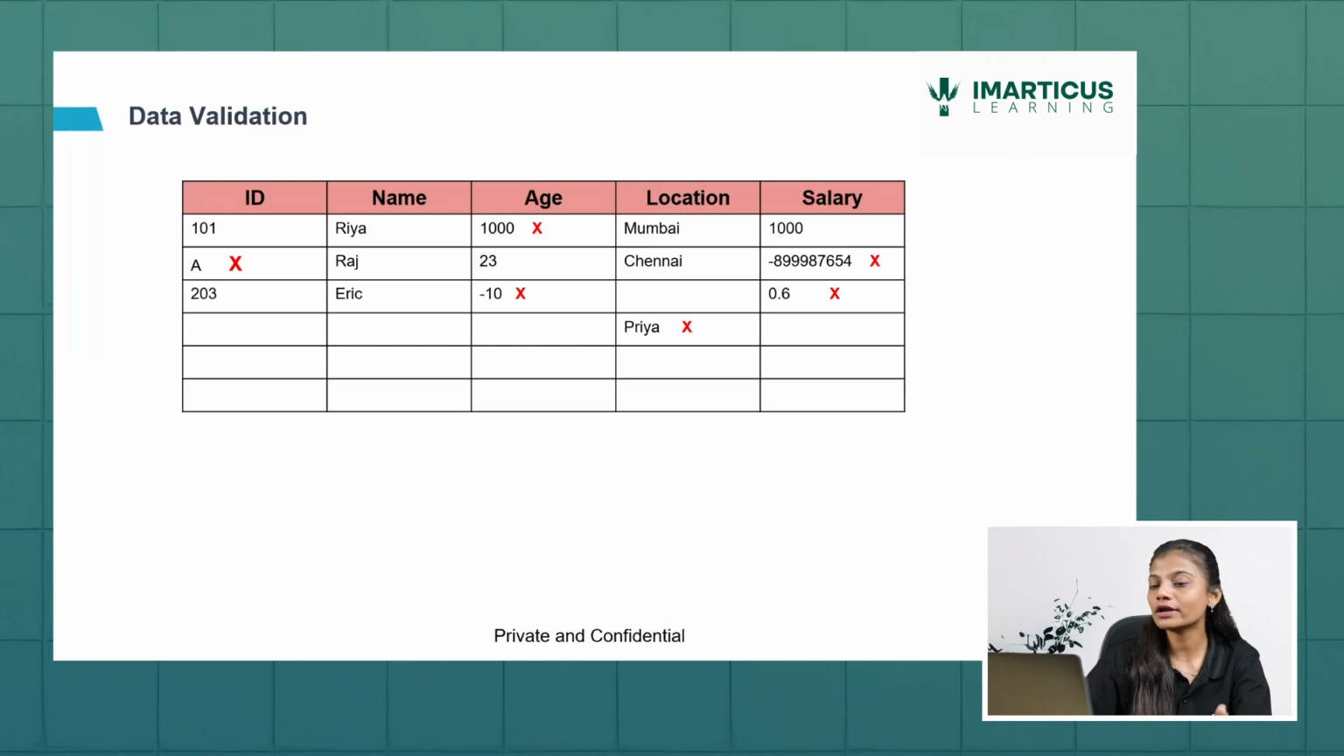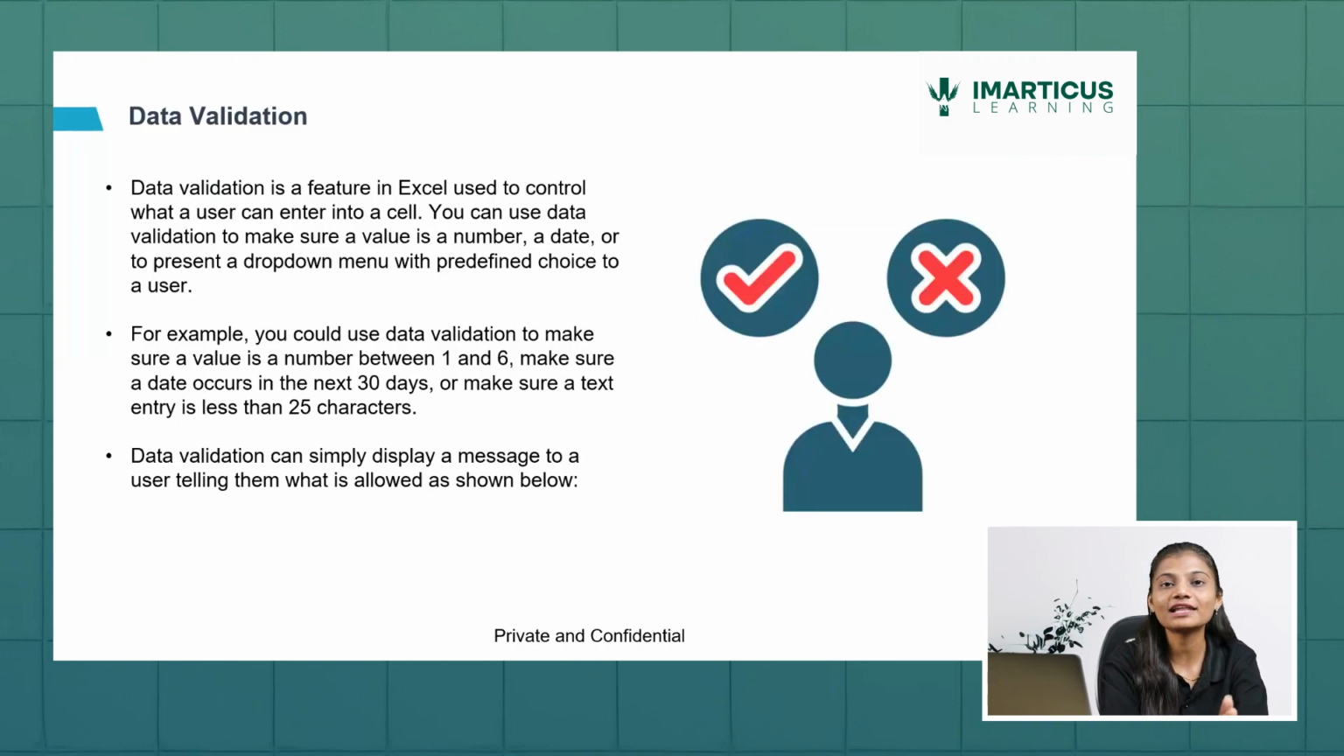Now, data validation is a feature in Excel which is used to control what a user can enter into a cell. Because by default, a user can enter anything into a cell. But if you apply a certain rule to the cell, you can specify what you want to enter and what that cell will accept as a value. So you can use data validation to make sure a value is a number, a date, or has a certain drop-down menu or anything of your choice which is required by the user.